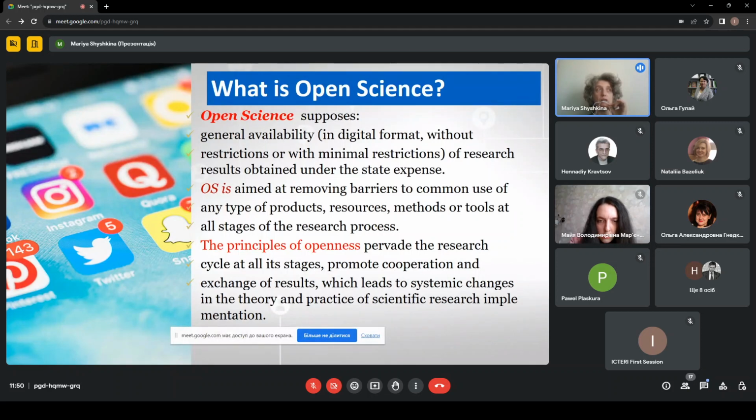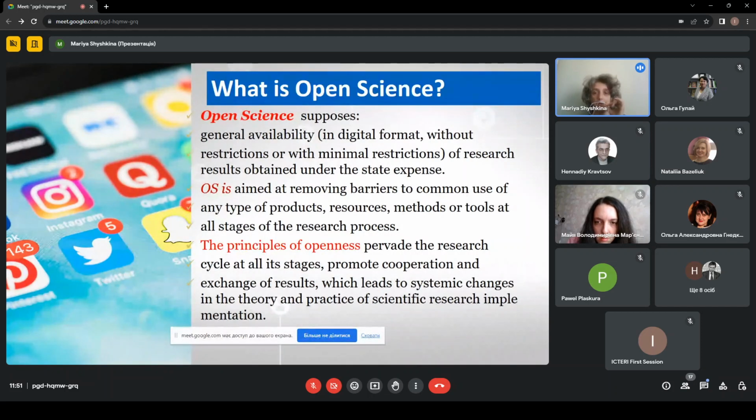In our research, of course, we noted that open science supposes general availability in digital format, without restrictions, of research results obtained, for example, by the funds of European projects or state expense. Also, removing barriers to common use of any type of products, resources, methods, tools at all stages of the research process.